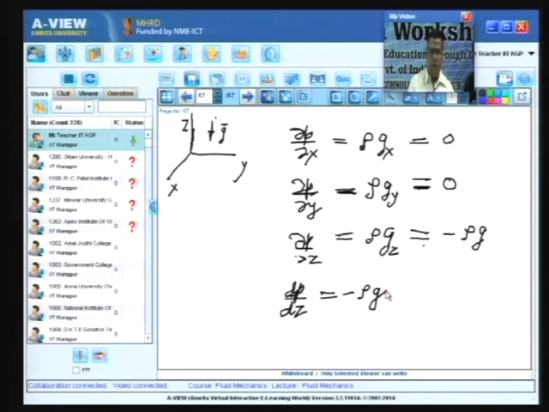There is a difference from a mathematical point of view between this equation and this equation. This equation, if you integrate, you will get P is equal to minus rho g z plus a constant of integration, whereas if you take this equation and integrate, you will get P equal to minus rho g z plus a function of y and z, which you have to determine from these two equations.